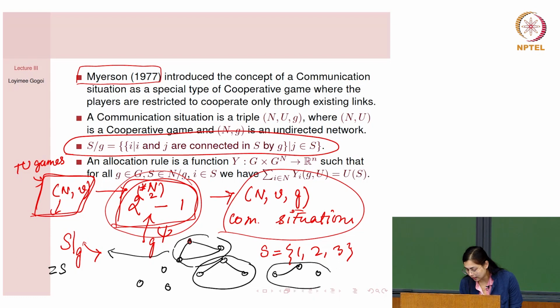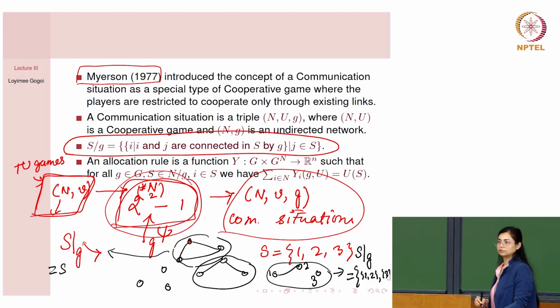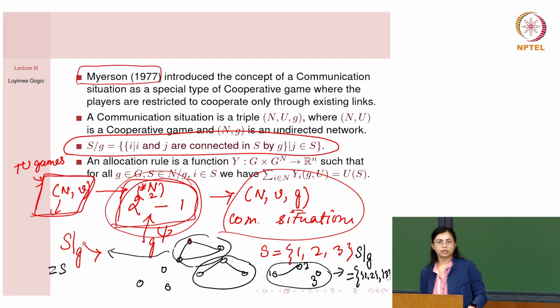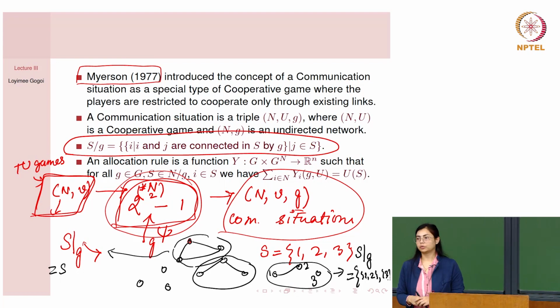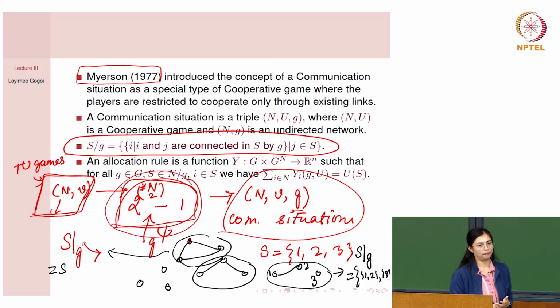But if we consider this graph, our coalition S will have a partition of S. If I label it 1, 2, 3, it will be 1, 2 and 3. So it depends on the graph structure, which structure we are going to consider. It always divides the whole; it makes the coalitions into partitions, right?